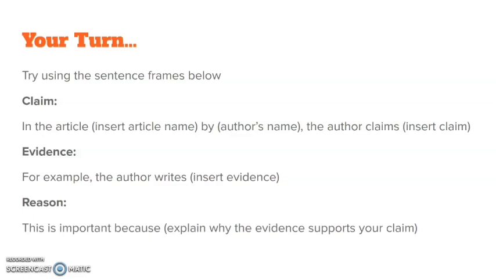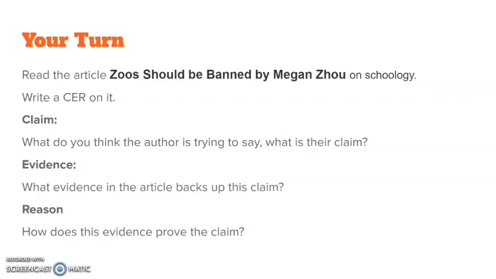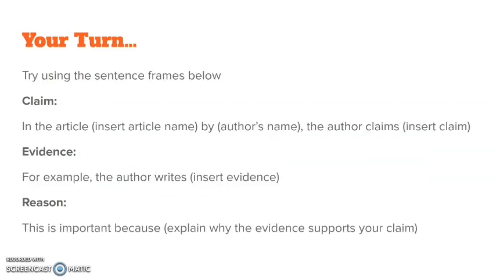For our claim, try something like, in the article, give the article's name, by, give the author's name, the article claims, and tell us the main idea, what the article is actually claiming. For an evidence sentence, try something like, for example, the author writes, and then insert your evidence from the text. And lastly, for our reason, use something along the lines of, this is important because, and then explain why the evidence supports the claim. Once you have done this, either review it with your WISE lab teacher or with me before we move on to the next step.